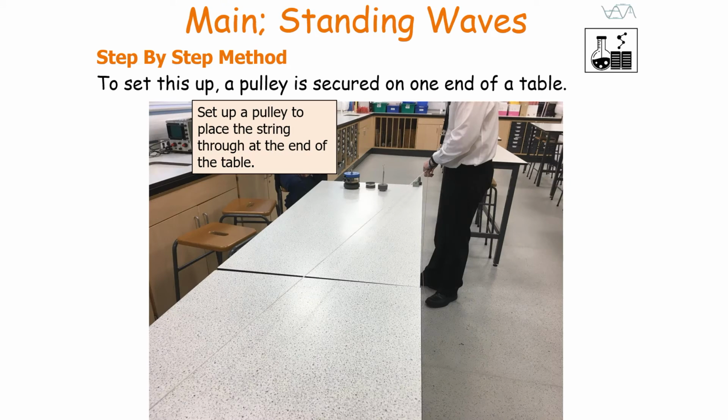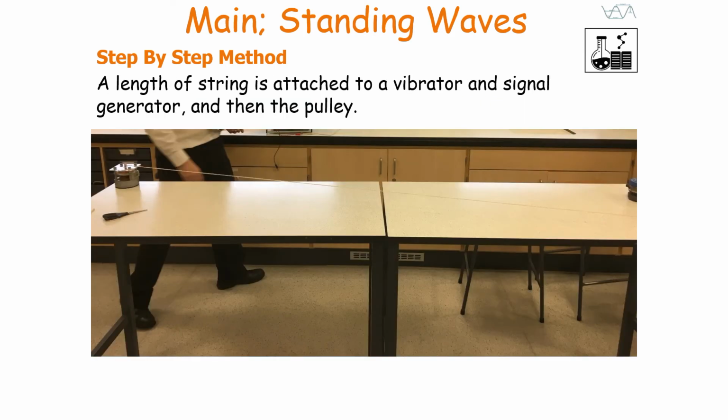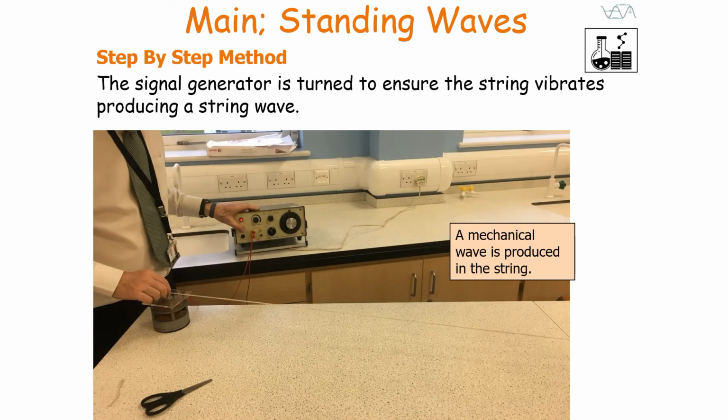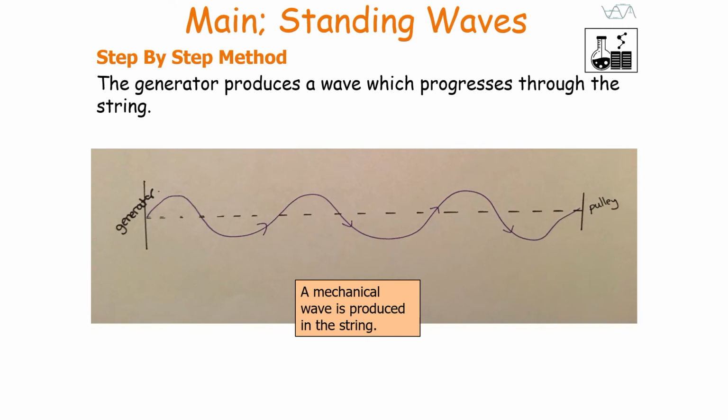So to set up this investigation, a pulley is secured on the end of one table. So you set up a pulley to place the string through at the end of the table. The length of string is then attached to a vibrator and signal generator and then the pulley, as shown here. The signal generator is turned on to ensure the string vibrates, producing the string wave, and so the mechanical wave is produced in the string. So the generator produces a wave which progresses through the string and produces this mechanical wave.